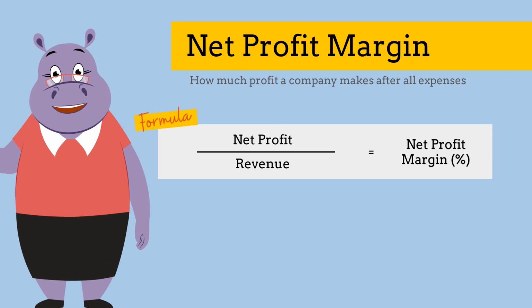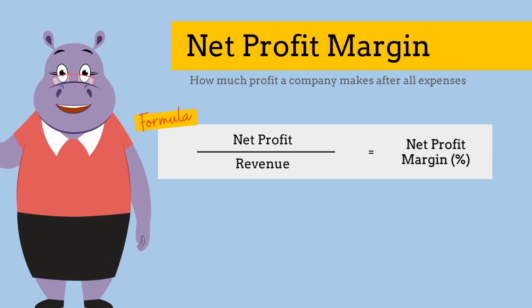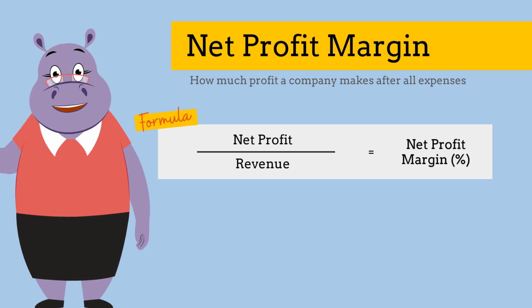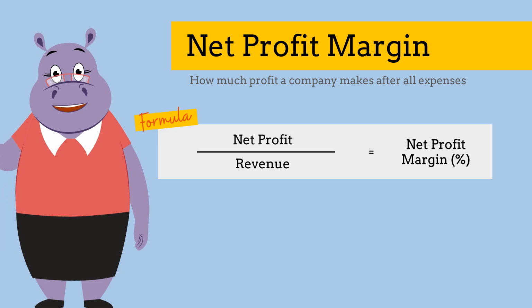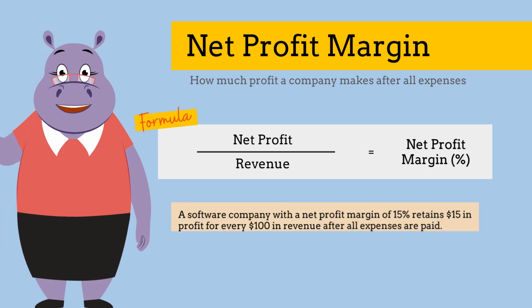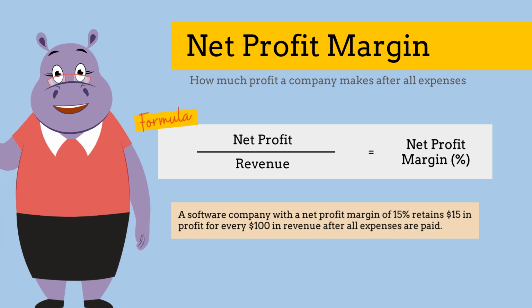Net profit margin shows how much profit a company keeps after all expenses. It is calculated by dividing your company revenue into its net profit or net income. A software company with a net profit margin of 15% retains $15 in profit for every $100 in revenue after all expenses are paid.